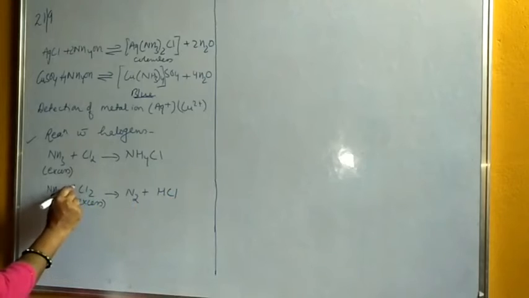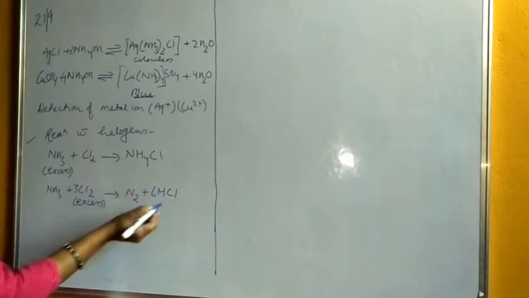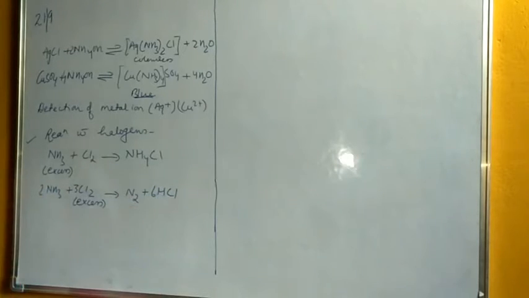So when ammonia is in excess, we will get ammonium chloride, and when the chlorine is in excess, we will get nitrogen and HCl which will be formed.